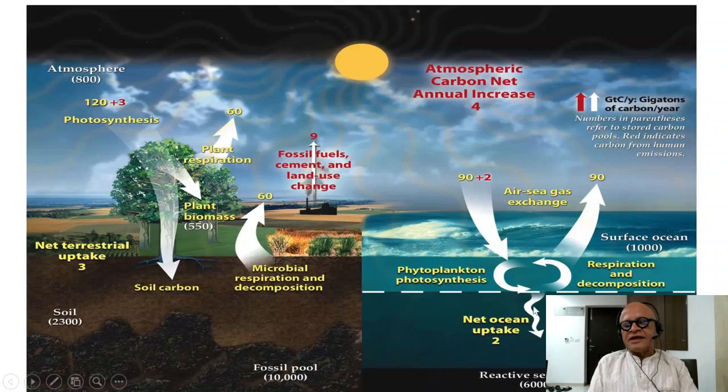And the net uptake in the ocean is 2 gigaton carbon per year, but you can see that that's a difference between two large numbers. Surface ocean has a reservoir of about 1000 gigatons, but deep ocean has 37,000 gigatons, which is very critical.